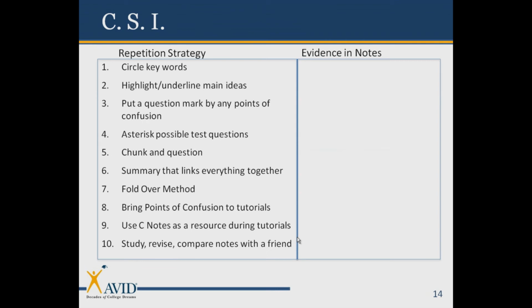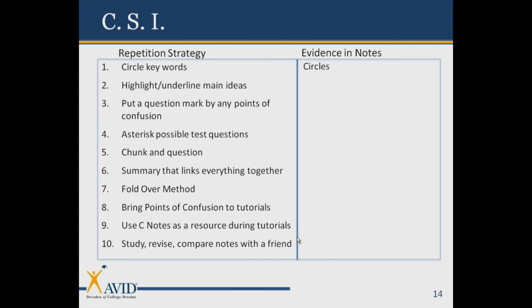Does anybody out there like CSI? I do too. Remember on CSI that you can't convict a criminal unless you've got some evidence. And I can't convict you of being a Cornell note superstar unless I've got some evidence of repetitions in your notes. So let's look at, using these 10 strategies for repetition, what are some of the evidence that we could see in our notes? Well, circling keywords, that's easy enough.